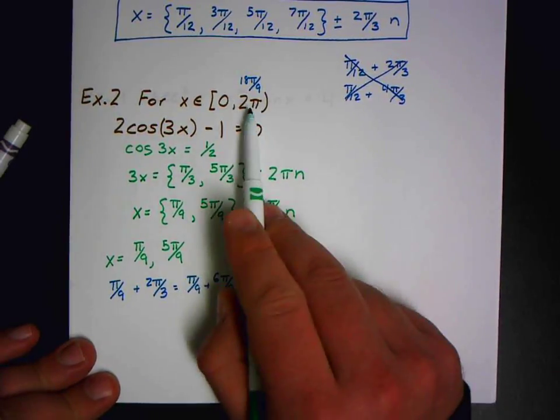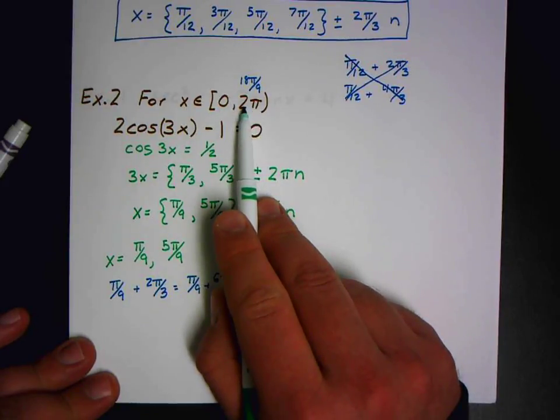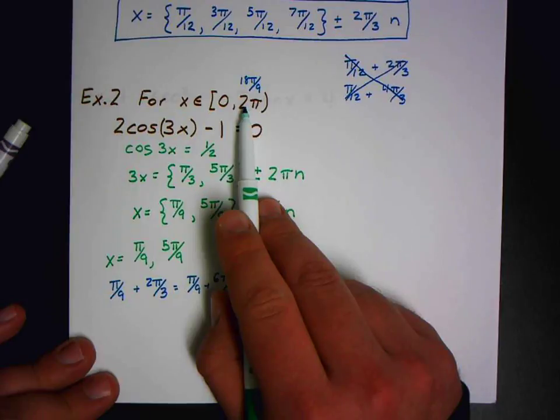Two pi. Remember, I'm finding all the solutions between 0 and 2 pi. Change 2 into a fraction with 9 on the bottom. So if I take 2 times 9 over 9, that would be 18 over 9.